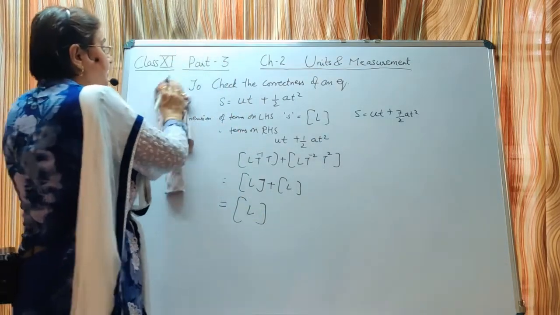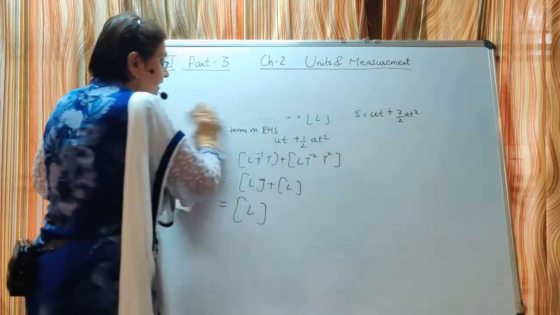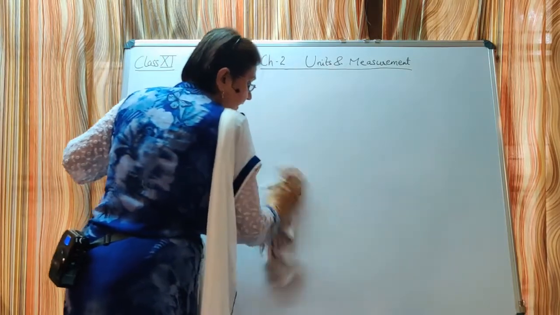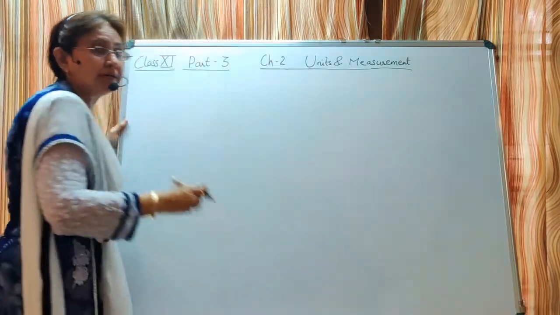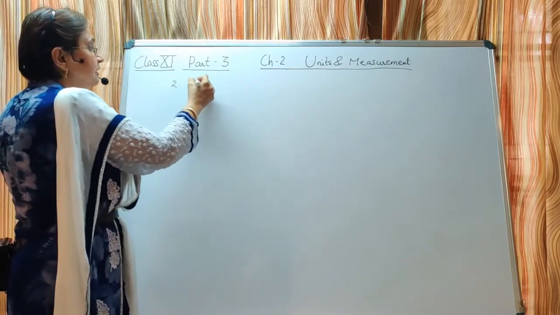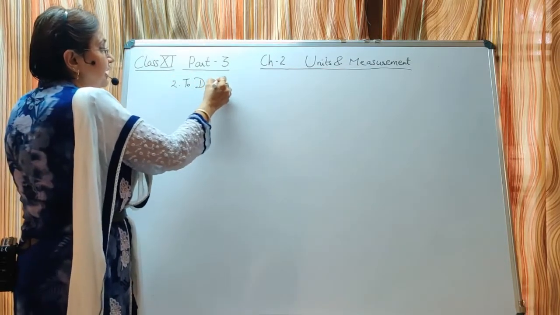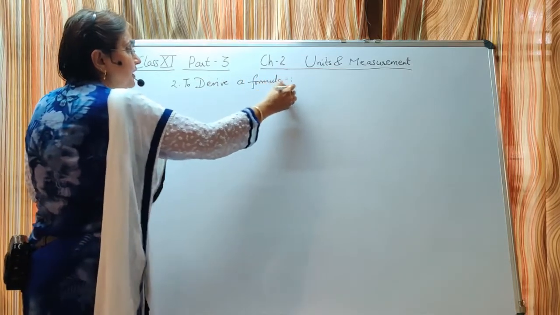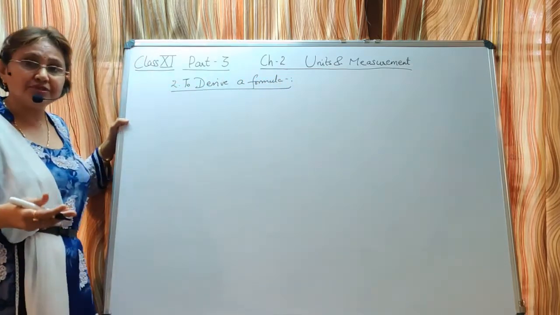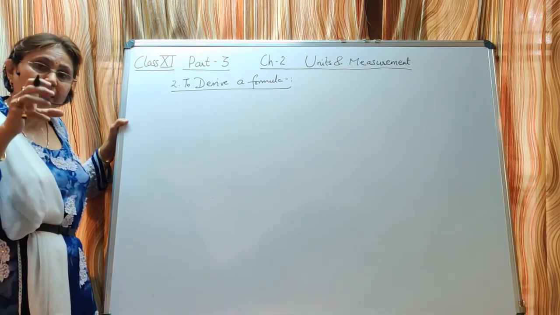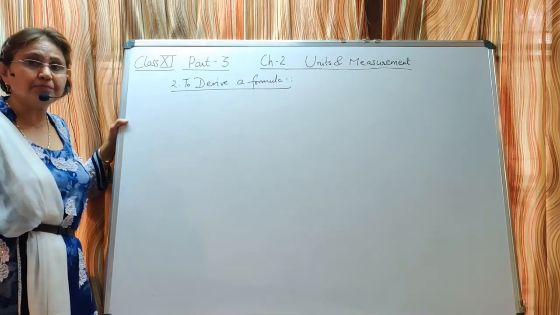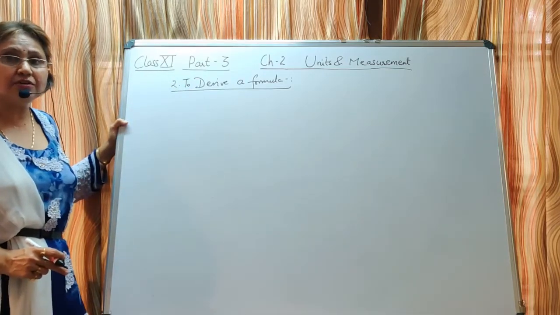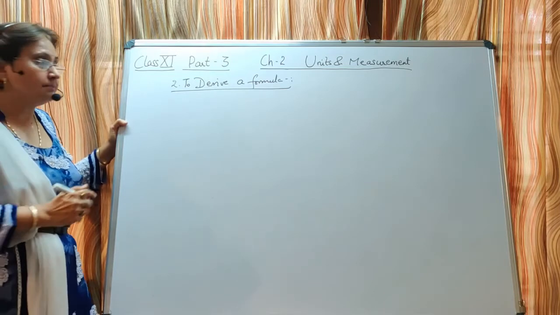Now the second application is to derive the formula or to find the relation between different physical quantities. So if we know that a given physical quantity depends upon other physical quantities, we can derive the formula of that physical quantity. Let's take an example.